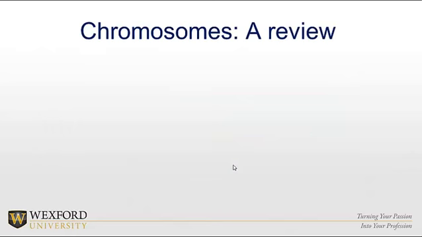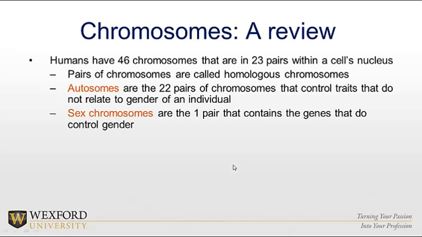So just as a quick review, since this is about chromosomes, remember that humans have 46 chromosomes that are in 23 pairs within the nucleus. Now, once again, 23 from mom and 23 from dad. So, pairs of chromosomes are often called homologous chromosomes. I want you to be able to get some of these terms down. Once again, because we have 23 from mom and 23 from dad, they're going to be matched up in pairs. And once again, those pairs are called homologous chromosomes.